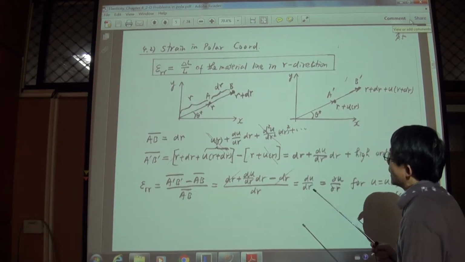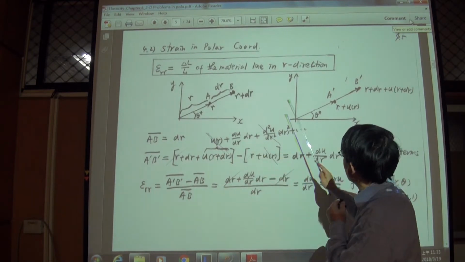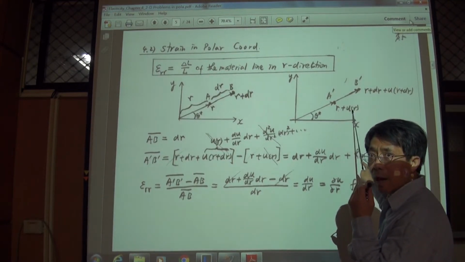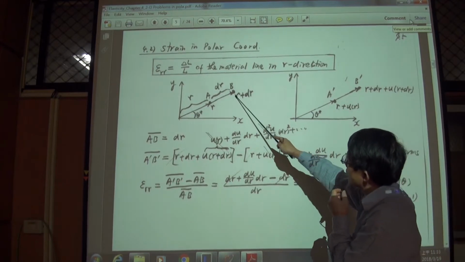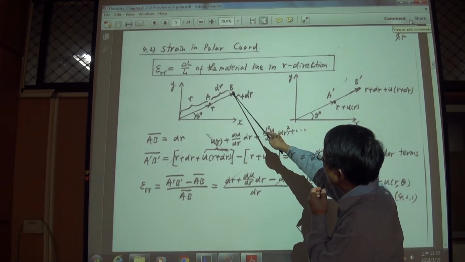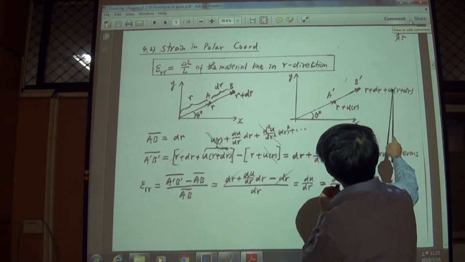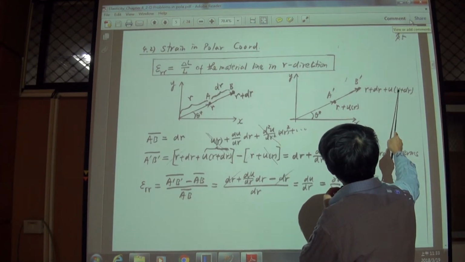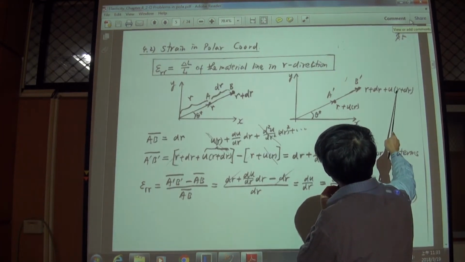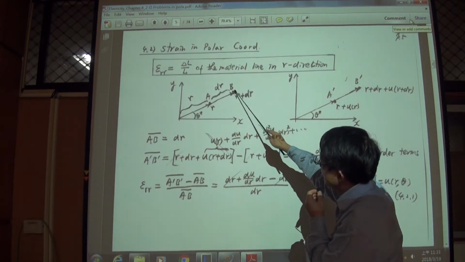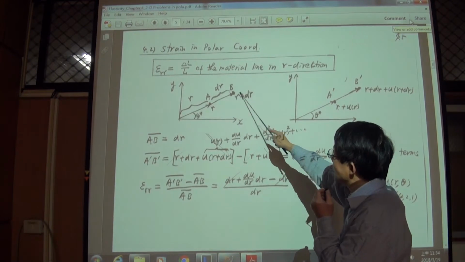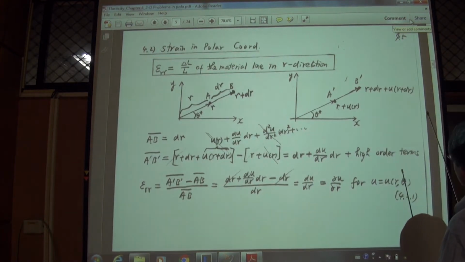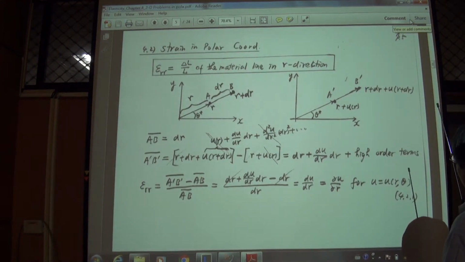Now point A becomes A prime due to the displacement in the r direction, u_r. And the displacement in the r direction at point B is this one. See, u means the displacement in the r direction, and it is defined at point B. So it is expressed in terms of r plus dr because the coordinate of point B is r plus dr.